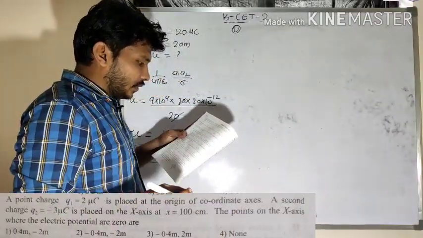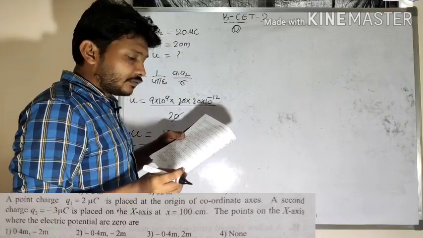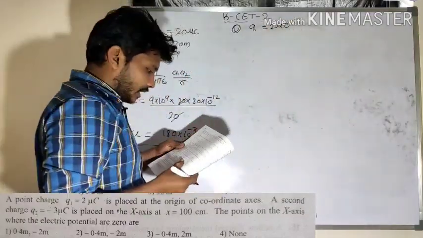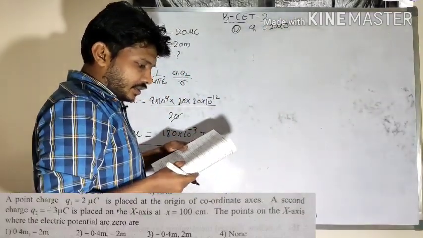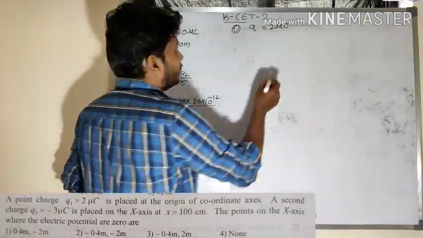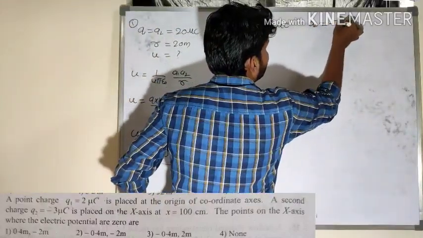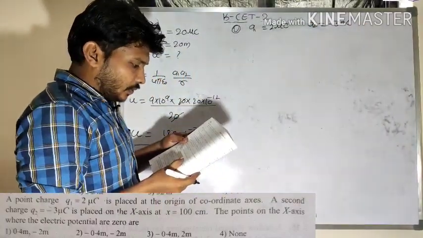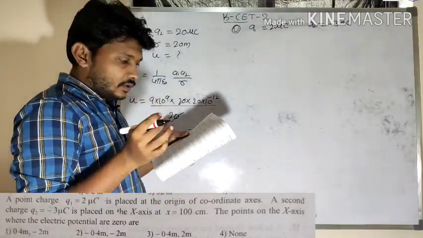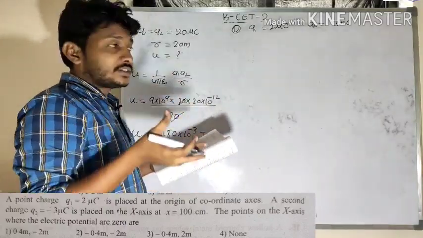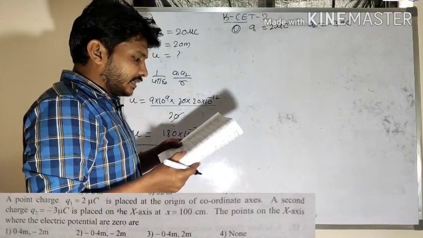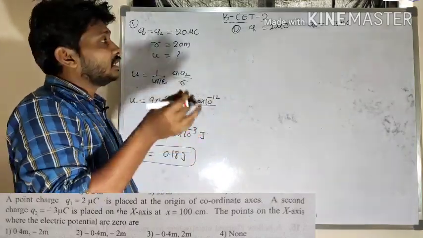Point charges. For example, a 2 microcoulomb charge Q1 is placed at the origin of the coordinate axis. A second charge Q2 is equal to minus 3 microcoulomb is placed on the x-axis at x is equal to 100 centimeter. So what's the distance between Q1 and Q2? 100 centimeter here. Find the position on the x-axis where the electric potential is 0.